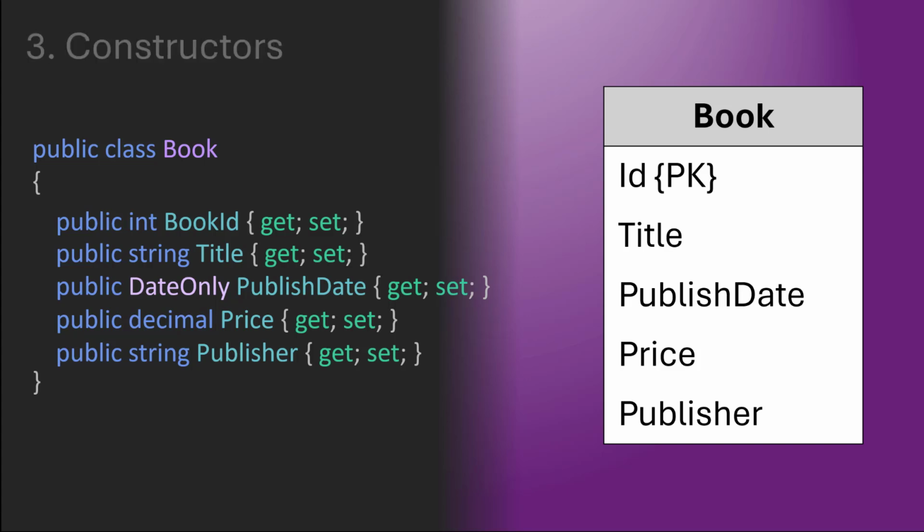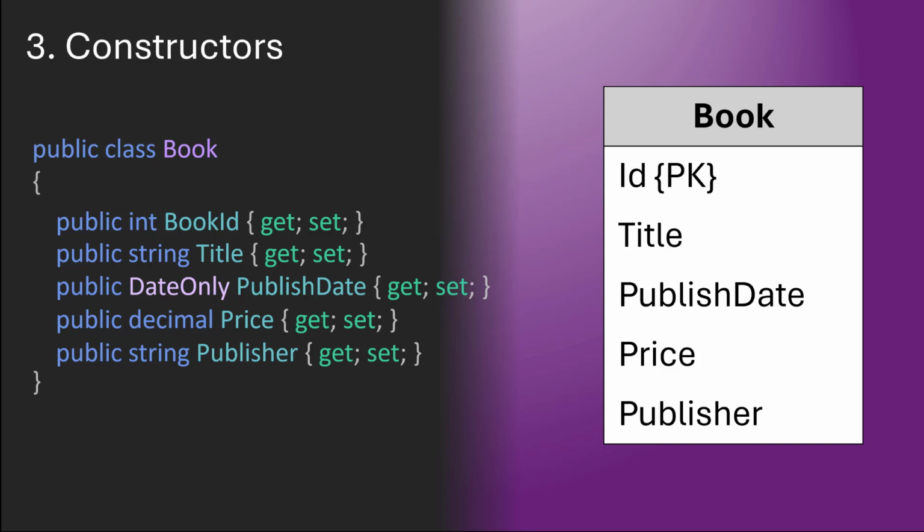Third convention is about constructors. If you keep your entities like this without a constructor, you'll be just fine. And you can use the object initializer to create new objects. However, sometimes you might want to have a constructor on your entity. EFC requires that all properties can be set through the constructor, otherwise it will complain.